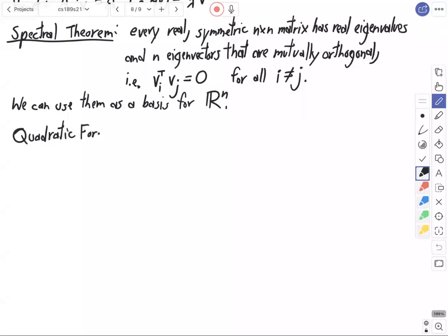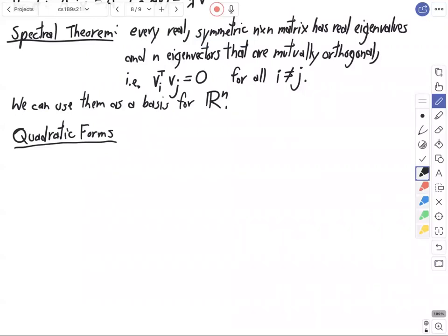So I want to talk about a way to visualize symmetric matrices so that we can gain some intuition about what a matrix means, what its linear transformations mean. And one of my favorite ways to visualize a symmetric matrix is called the quadratic form. And it gives us hints about how applying the matrix affects the length of a vector.